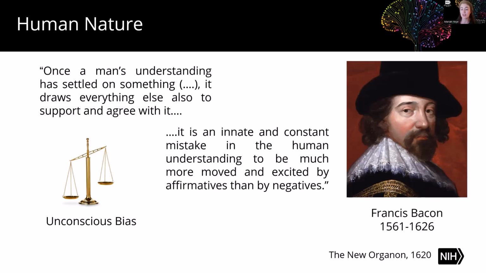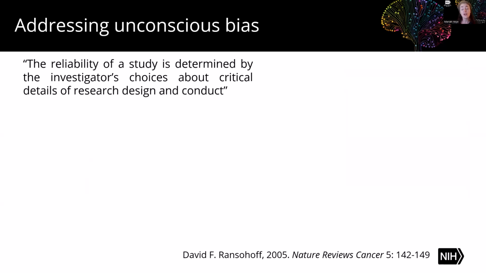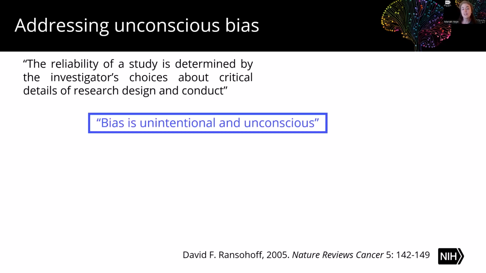So how do we address these unconscious biases? Well, in this 2005 review, David Ransohoff proposed the reliability of a study is determined by the investigator's choices about critical details of research design and conduct. So in other words, it's really our responsibility to make sure we conduct our experiments in the most rigorous way possible. But he does say that bias is unintentional and unconscious. So how do we reconcile these two?